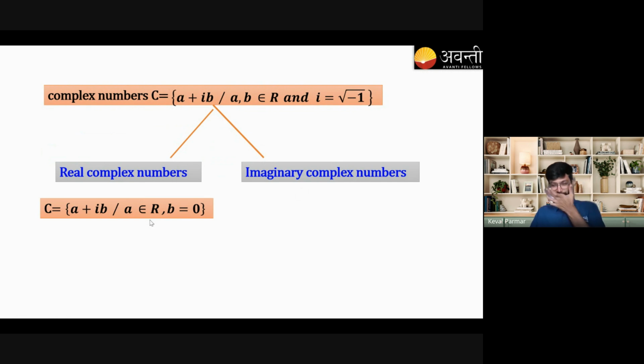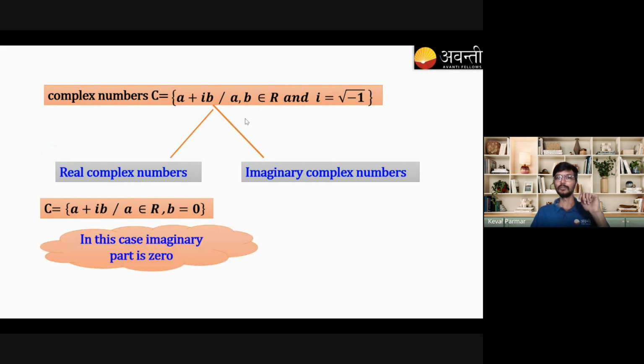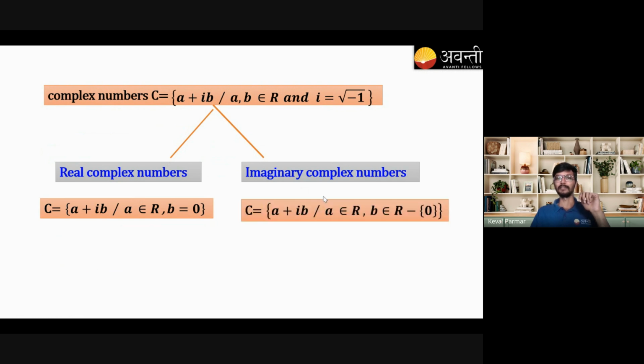Correct? So now the imaginary complex number. Imaginary complex number means the real part will be 0. That means a will be equal to 0. So here you can see a is 0 and b is any real number. That means it is a purely imaginary number. So imaginary complex numbers are also called purely imaginary numbers, and real complex numbers are also called purely real complex numbers. Right?